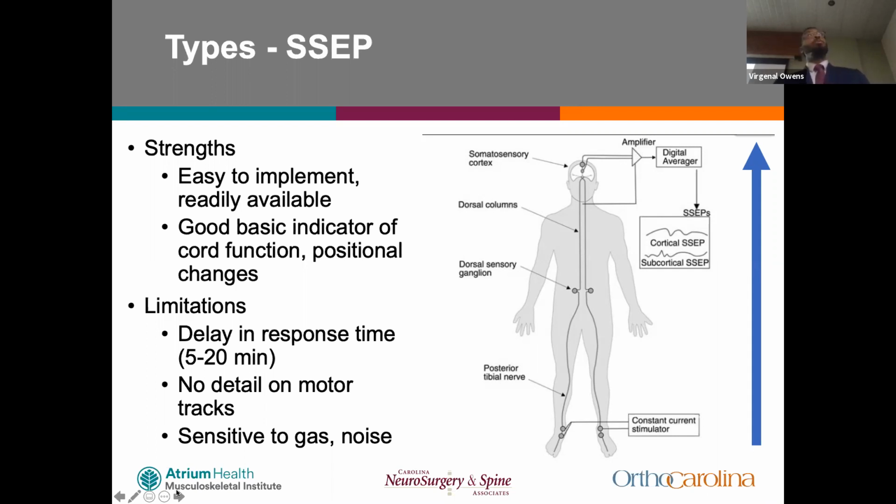It gives you obviously no detail on motor tracts, since the sensory is all in the posterior part of the cord and motor is more anterior. And it's also sensitive to anesthesia gas, and also the machine noise in the room can affect the signal.